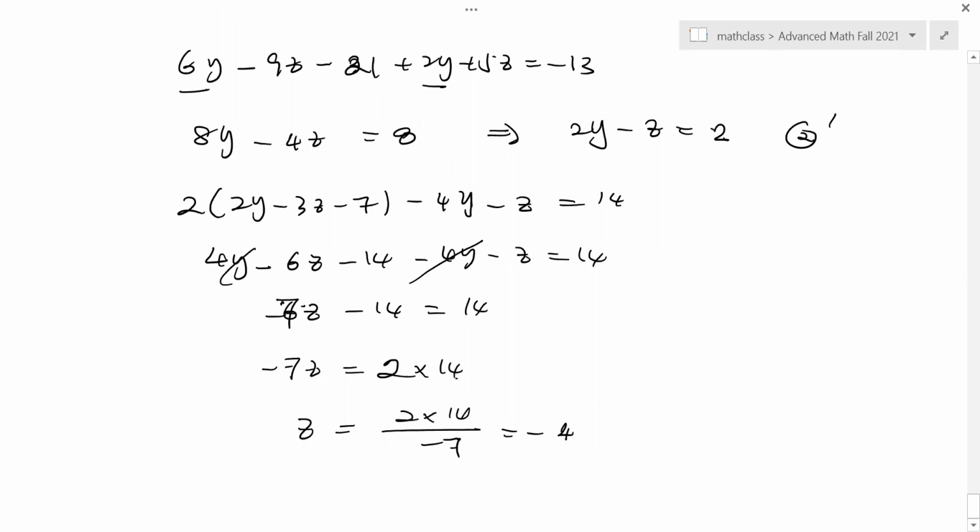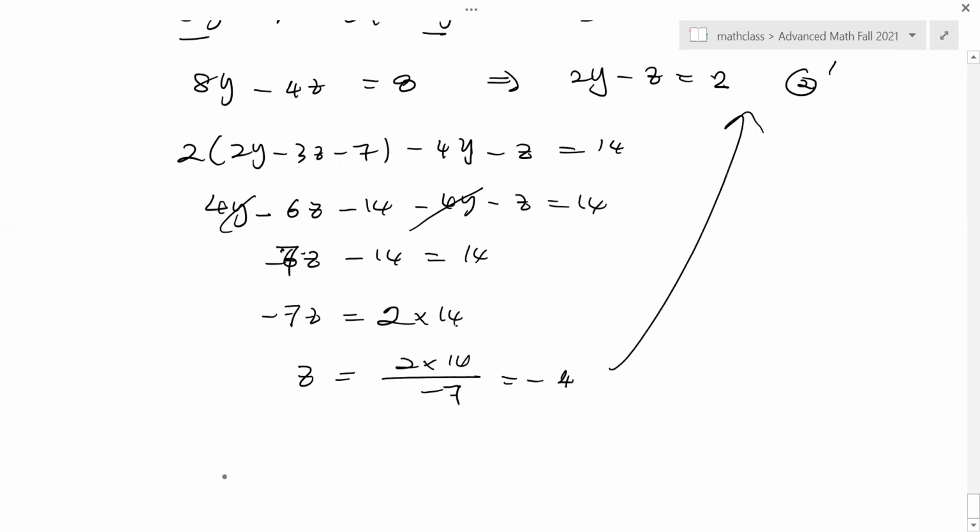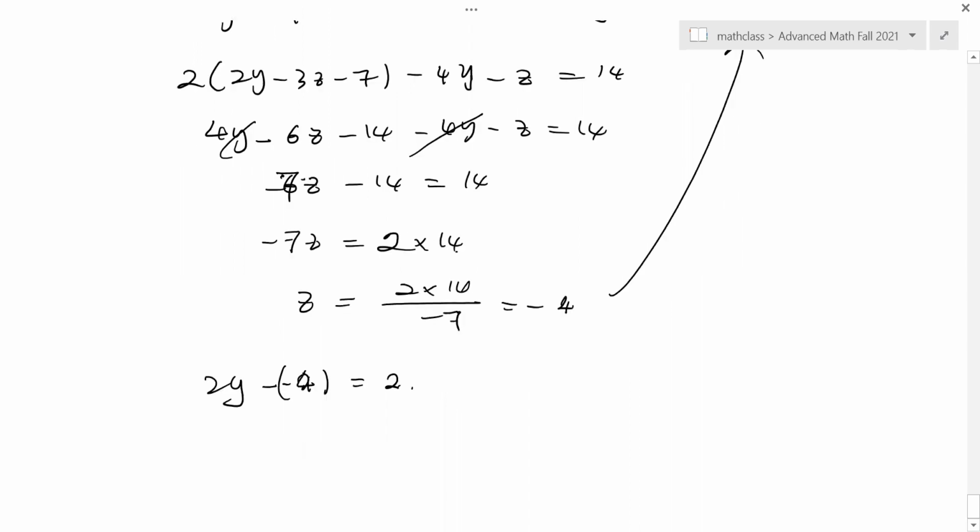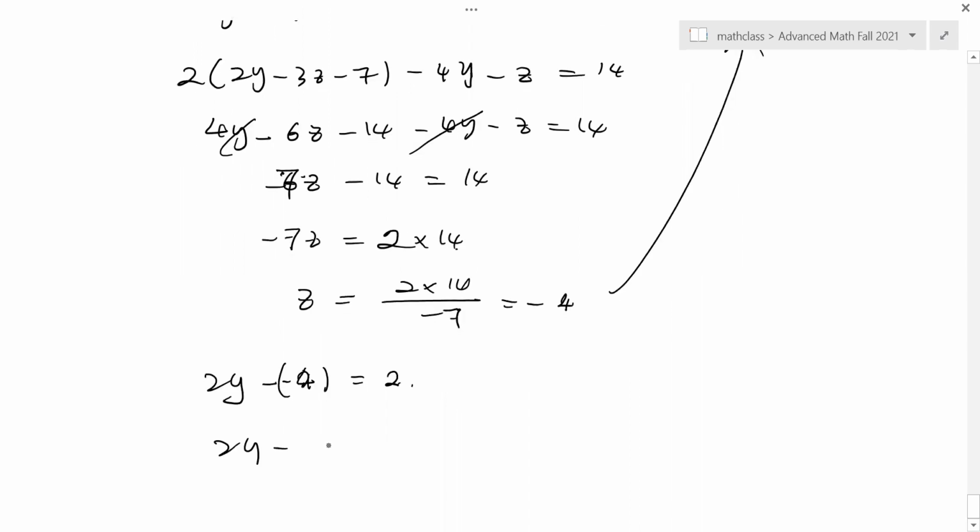So you get the equation. Now, sometimes you're lucky, you only have one equation here. So then you put it here, you can solve for y. 2y minus negative 4 equals 2. So 2y equals negative 4 plus 2 is negative 2. So y equals negative 1.